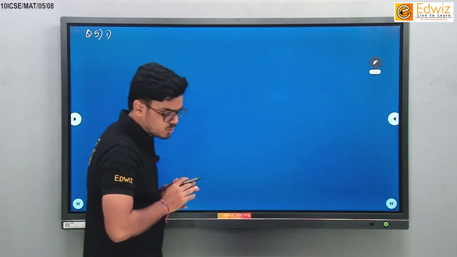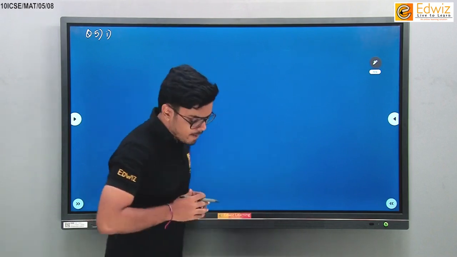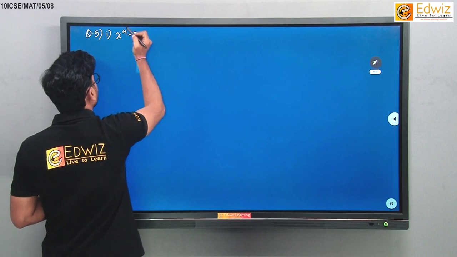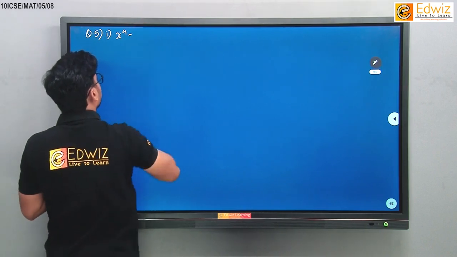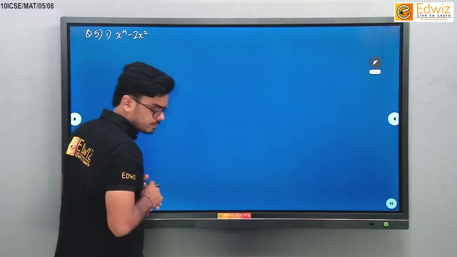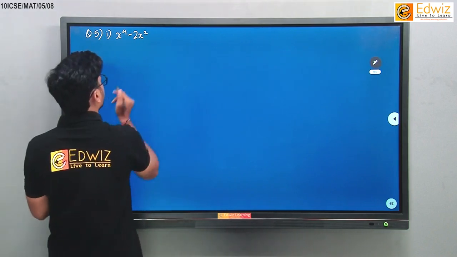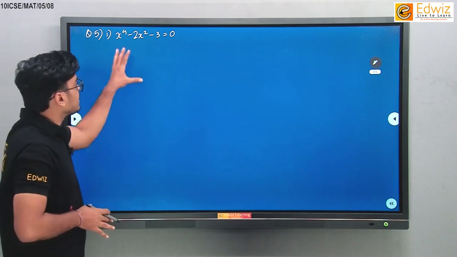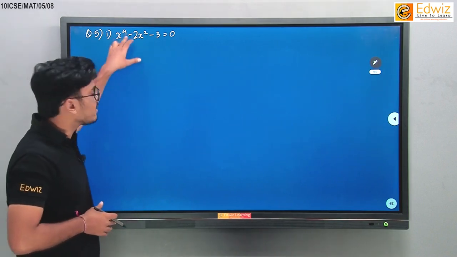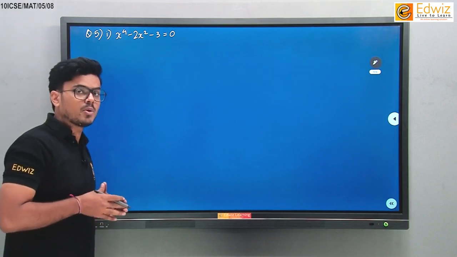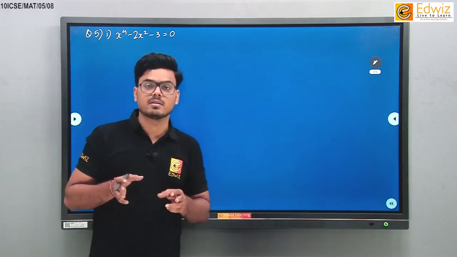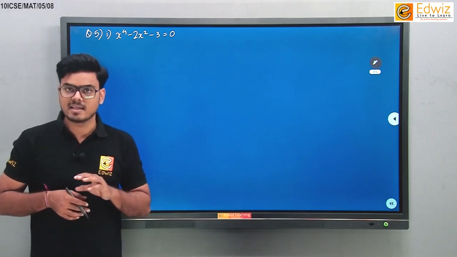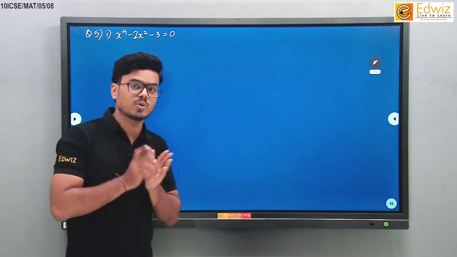First equation that we need to solve is x raised to 4 minus 2x square minus 3 equal to 0. Now in this question, this is not a quadratic equation. Why? Because the degree of the equation is 4. But like I told you earlier, a quadratic equation is the equation where the degree of the equation is not more than 2. It cannot be less than 2, but not more than 2 also. So it should be 2 basically.